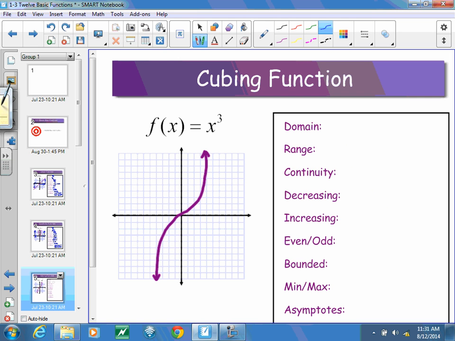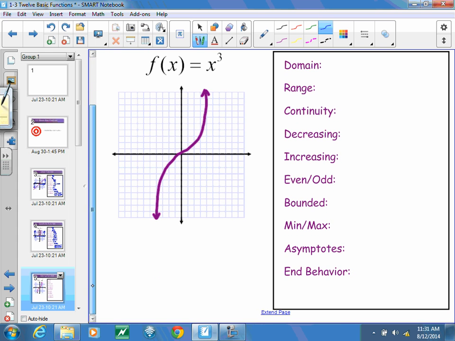Next, a function that might be a little bit new to you. You've seen it before, but you haven't spent a whole lot of time with it, and that's the cubing function, so x to the third power. I'm going to run through our properties here with it.